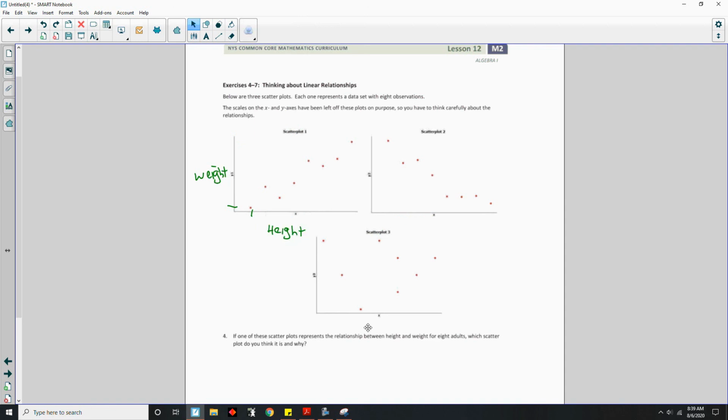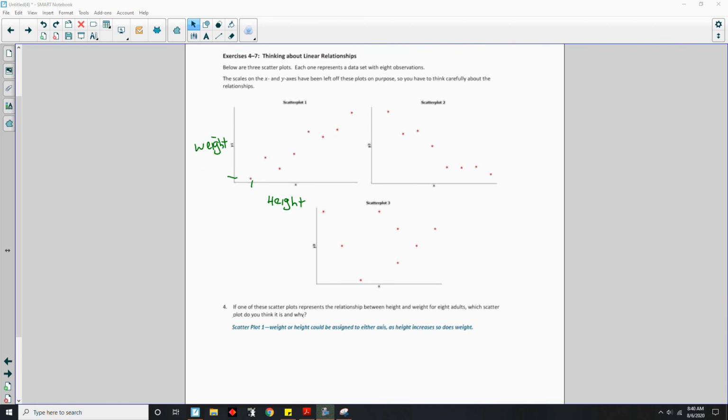Now, if one of these scatter plots represents a relationship, which scatter plot do you think it is and why? So I would say it would be scatter plot 1. But it could be either way. Height could be the x-axis and weight could be the y-axis like I have here. Or we could flip them around, and weight could be x-axis, height could be y-axis. So scatter plot 1, weight or height could be assigned to either axis. As height increases, so does weight, or you could say as weight increases, so does height.